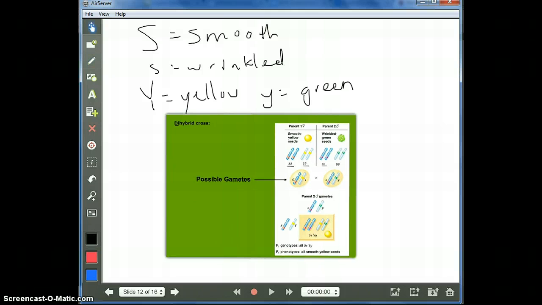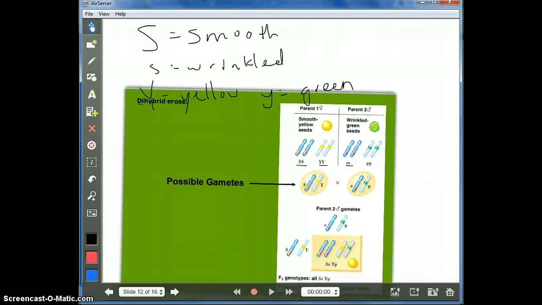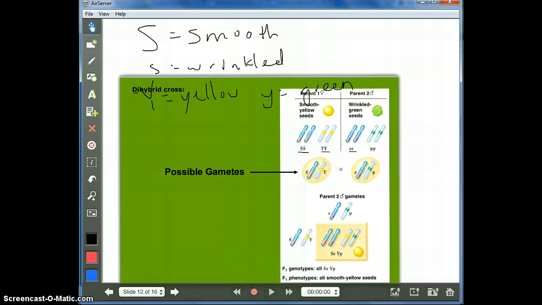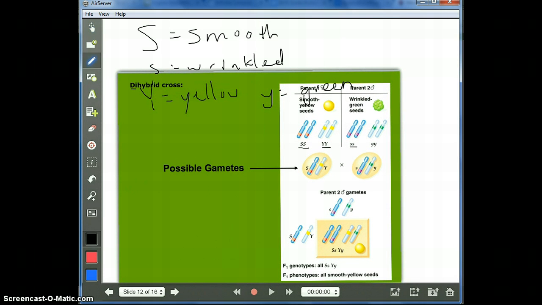Now, in terms of our picture, I want to blow it up a little bit for us so we can see. We have our cross between a smooth yellow. Here I'm just giving you the illustration that it's homozygous dominant. This could also be heterozygous for that trait: two big S's or big S, little s. This is also the homozygous dominant for yellow. Again, being a dominant trait, it could be homozygous or heterozygous, but still show the yellow color.